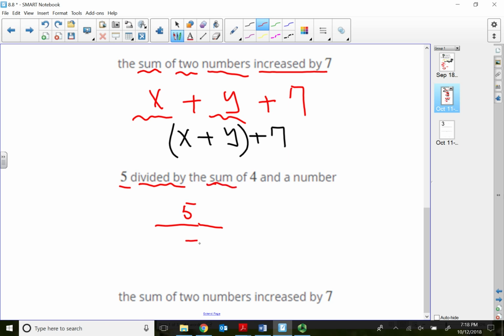Sum, I write a plus sign. 5 divided by the sum of 4 and a number. So that will be, 4 and a number, 4 goes first. 4 and a number, so I can just write x. 4 and x. All right.